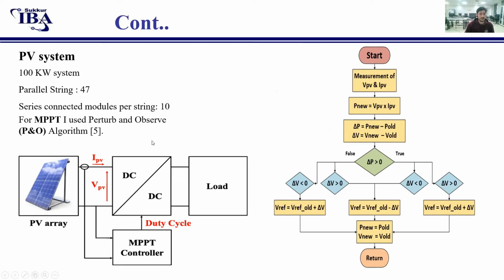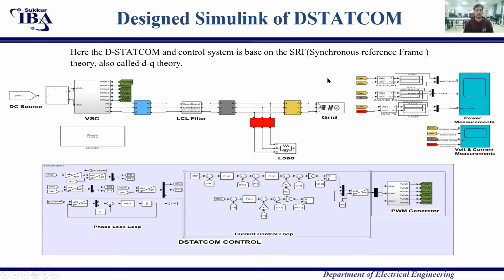For MPPT, I use the perturb and observe algorithm. So here we can see this is a PV array, DC-DC converter, meaning boost converter, and MPPT based control system to track maximum power, and this is the load. And this is the perturb and observe flow chart, which basically uses comparison to track the maximum power.